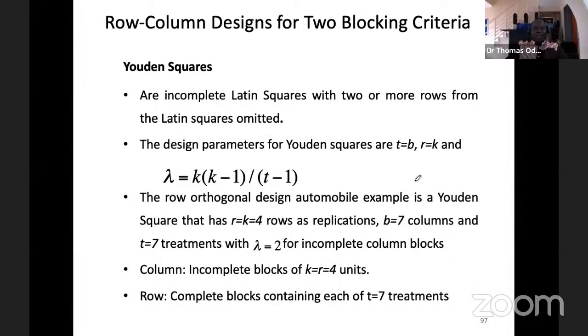Okay, and then I talked briefly about the Youden squares. These are incomplete Latin squares with 2 or more rows from the Latin square omitted. That is all that we can say at the moment. If you want, you can read more about Youden squares.